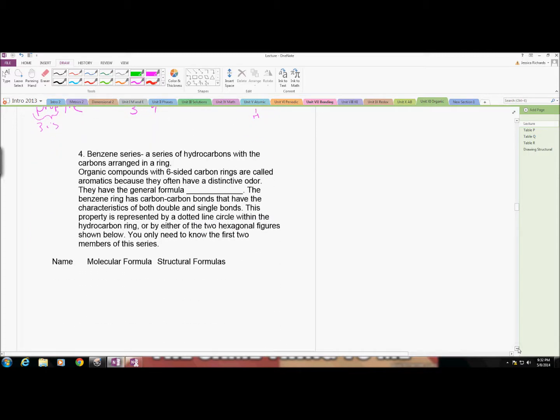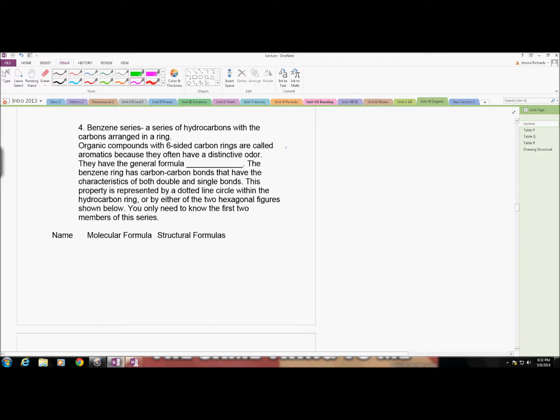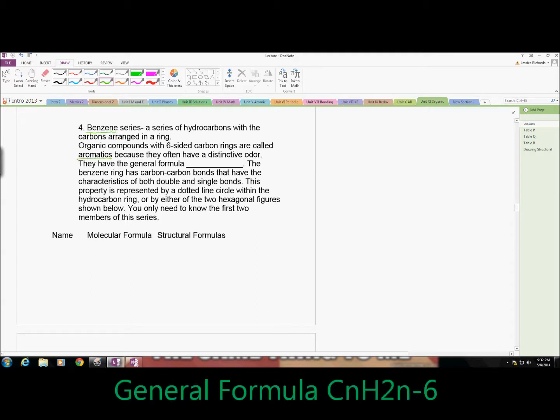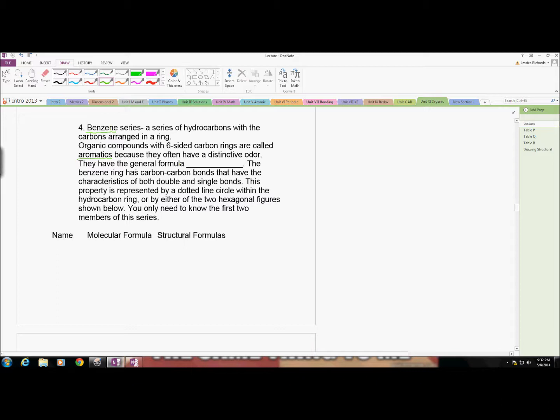Use Table Q. When we have carbon rings, if they have all single bonds, they're cyclic. We'll call them cyclopentane, cyclohexane. But there's a special series called the benzene series that we're just going to touch on briefly. They're important because they're called aromatics. They're going to make all kinds of artificial scents, artificial flavors. Benzene itself, the very first one in this series, is deadly poisonous, and it's a special kind of ring because it has alternating double and single bonds.